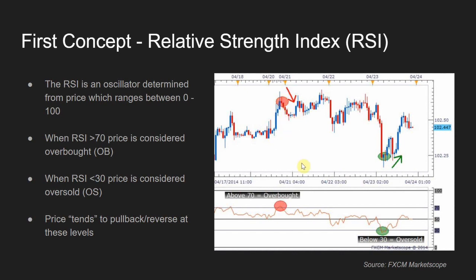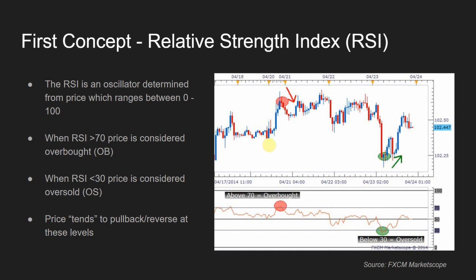And then the opposite is true on the oversold section. So when the RSI is under 30, as you can see by this green circle over here, it is considered that the price is overextended to the downside. And generally what tends to happen is that when price gets into these oversold conditions, price will either reverse or pull back to the long side. And that's very important to know. So as I mentioned, this last bullet point over here is that price tends to pull back or reverse when it gets into these overbought, oversold areas.